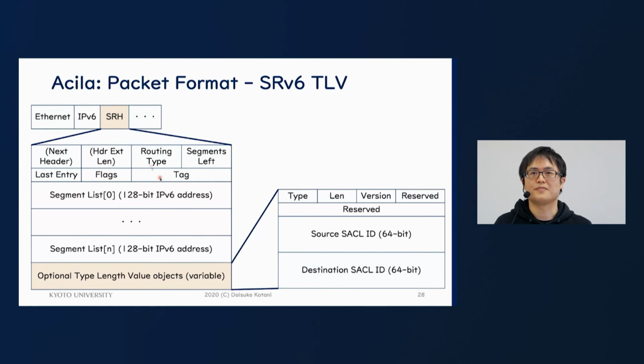So going on to SRv6 TLV. In this environment that uses SRv6, a segment routing header is added to the IPv6 header. And this is what this header looks like. So the segment list provides which router and link this information goes through. In this list, we can add an optional type length value object. In here, we can embed information that we use by ACLs.